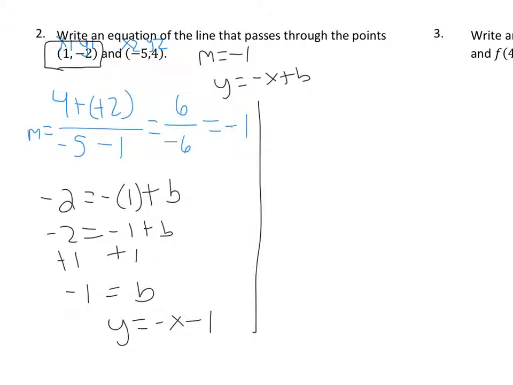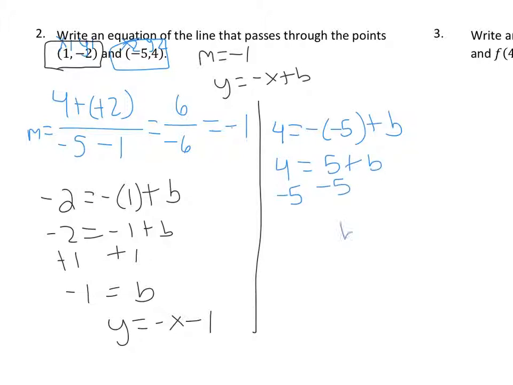Now watch. I'm going to use it with this one. So I get 4 equals negative times negative 5 plus b. So you get 4 equals 5 plus b. Subtract the 5. You get b equals negative 1. So I still get y equals negative x minus 1. So see how it didn't matter which point you chose? You get the same equation. Okay?